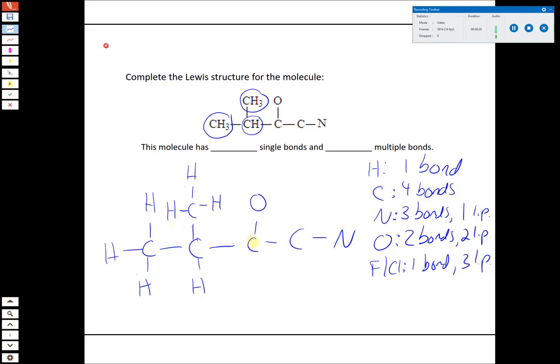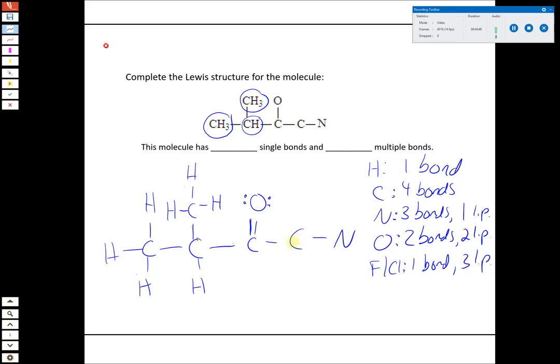But if we go to this carbon here, at the moment it only has 3 bonds, 1, 2, 3. It wants to have 4. This oxygen only has 1 bond, and it wants to have 2. So we fix that by drawing a double bond. That gives this carbon 4 bonds. This oxygen has 2 bonds and will also have 2 lone pairs to complete its octet.